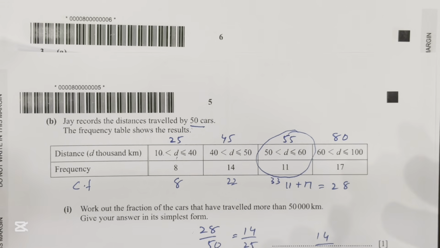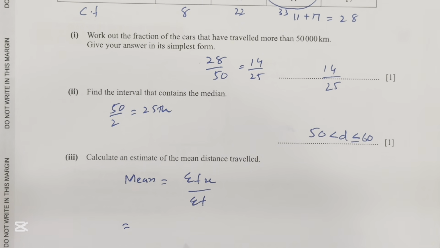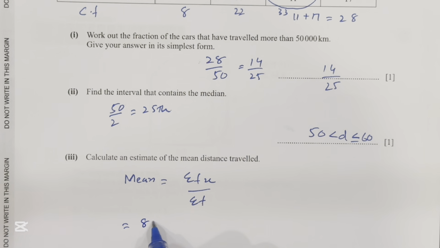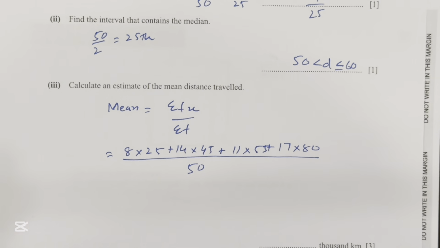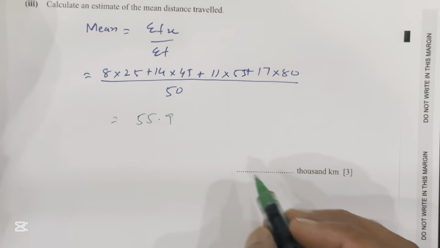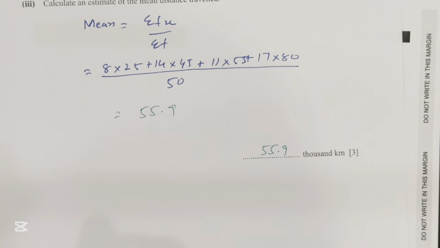Now you need to multiply by f of x to get the value. So it would be equal to 8 into 25, then 14 into 45, then 11 into 55, then 17 into 80, and summation of f you already know, that is equal to 50. So after using the calculator, this would be equal to 55.9 thousand kilometers. You can even write 56, which would be considered correct.